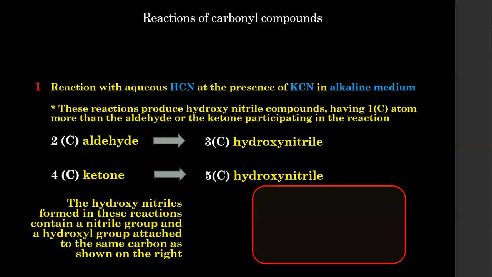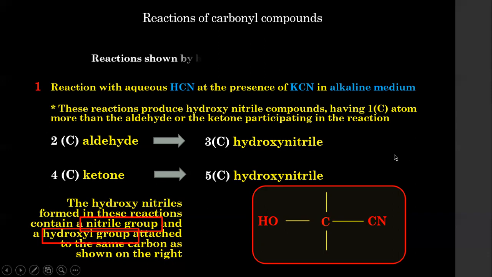As you can see in the diagram below, we have a carbon atom. You know, the valency of carbon is 4, so it makes 4 bonds around carbon. And on one side, you have an OH group. And on the other side, we have a cyanide group. So this is a unique feature of hydroxynitrile compounds. They are produced by reacting aldehydes and ketones. Let us try to discuss some reactions using both aldehydes and ketones.